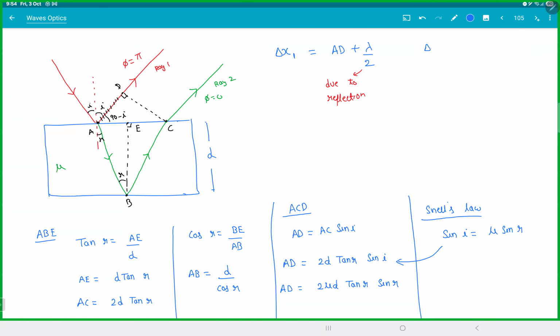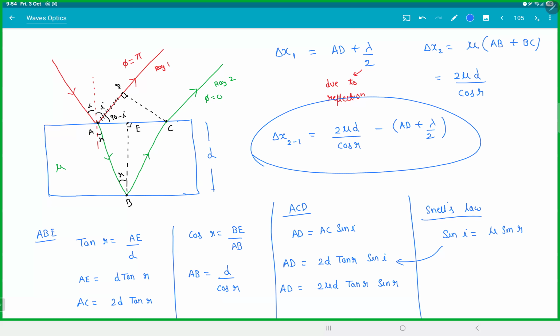If you look at the path of the second light ray, you're traveling inside the slab, so it is mu times AB plus BC. This is nothing but 2 mu D by cos R, because AB is equal to BC. Therefore, the path difference between light ray 2 and 1 will be 2 mu D by cos R minus AD plus lambda by 2. Check.